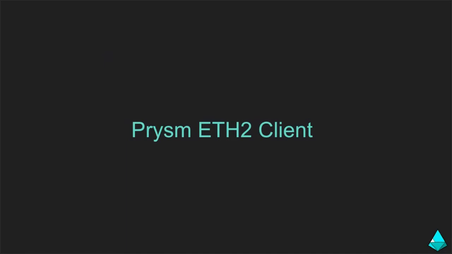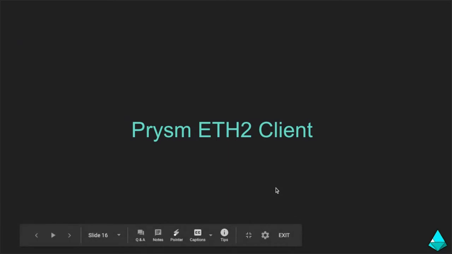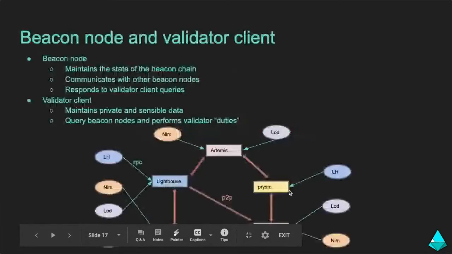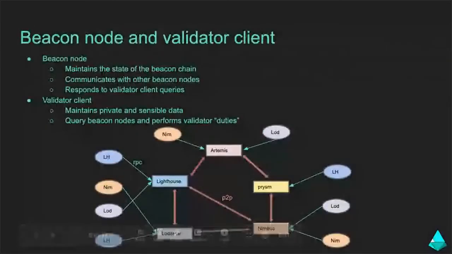So that was a high-level view of the ETH2 client. Sorry, that was a high-level view of the beacon chain. So I'm gonna shift gears and do a little dive on Prysm, which is our ETH2 client. When we say ETH2 client, it generally consists of two main components. There's the beacon node and there's the validator client.